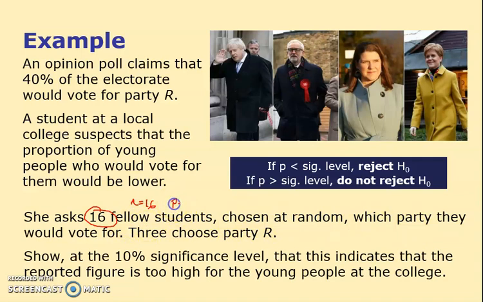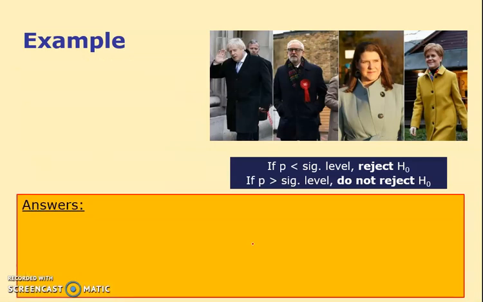My assumption is always that this belief is right, unless I have other information. So I set my p equal to 0.4. When they did this test, it wasn't anything like 40% of them. In fact, only 3 of them said they voted for party R. Is that good enough evidence to say this 40% figure is wrong? Well, let's have a look at the maths.